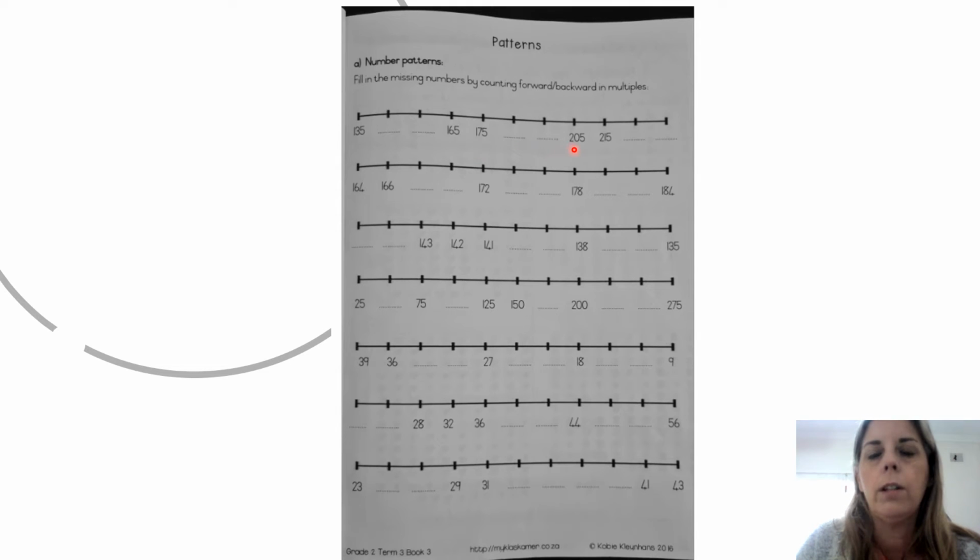And if I look at this clue, 205, 215, again, the ones number is the same, it's 5, and the tens number has grown by 1, so that means I'm counting in tens.